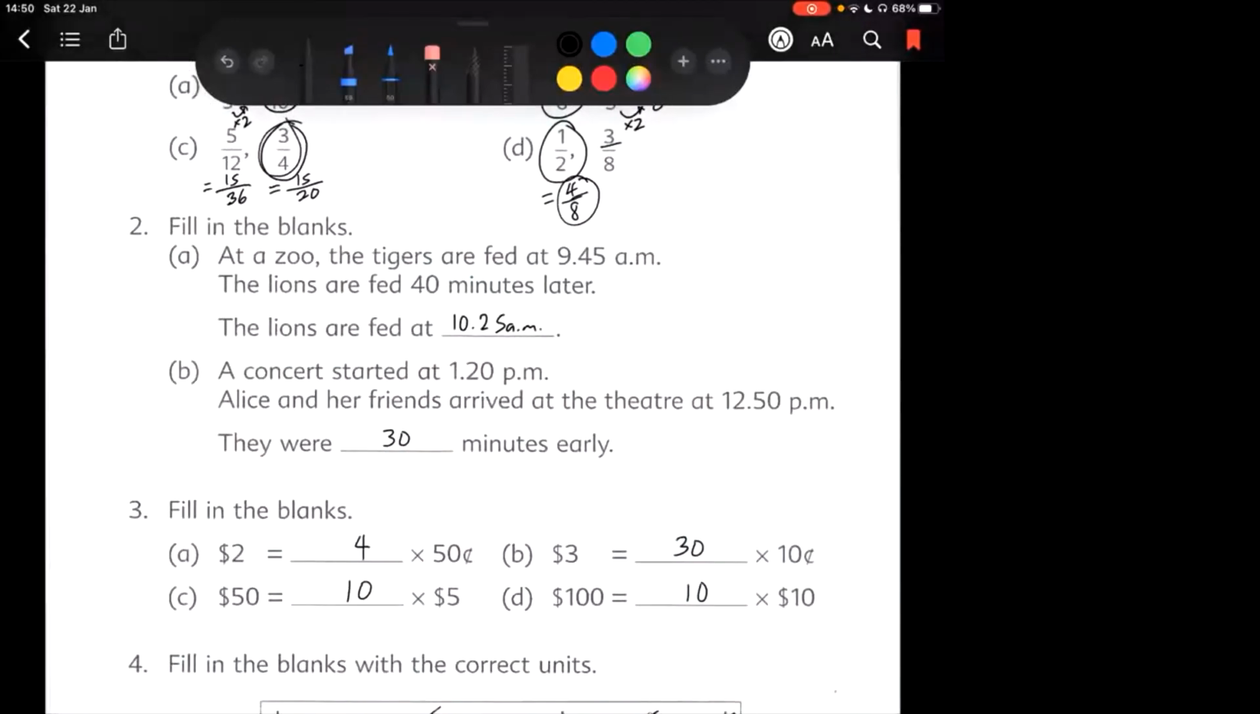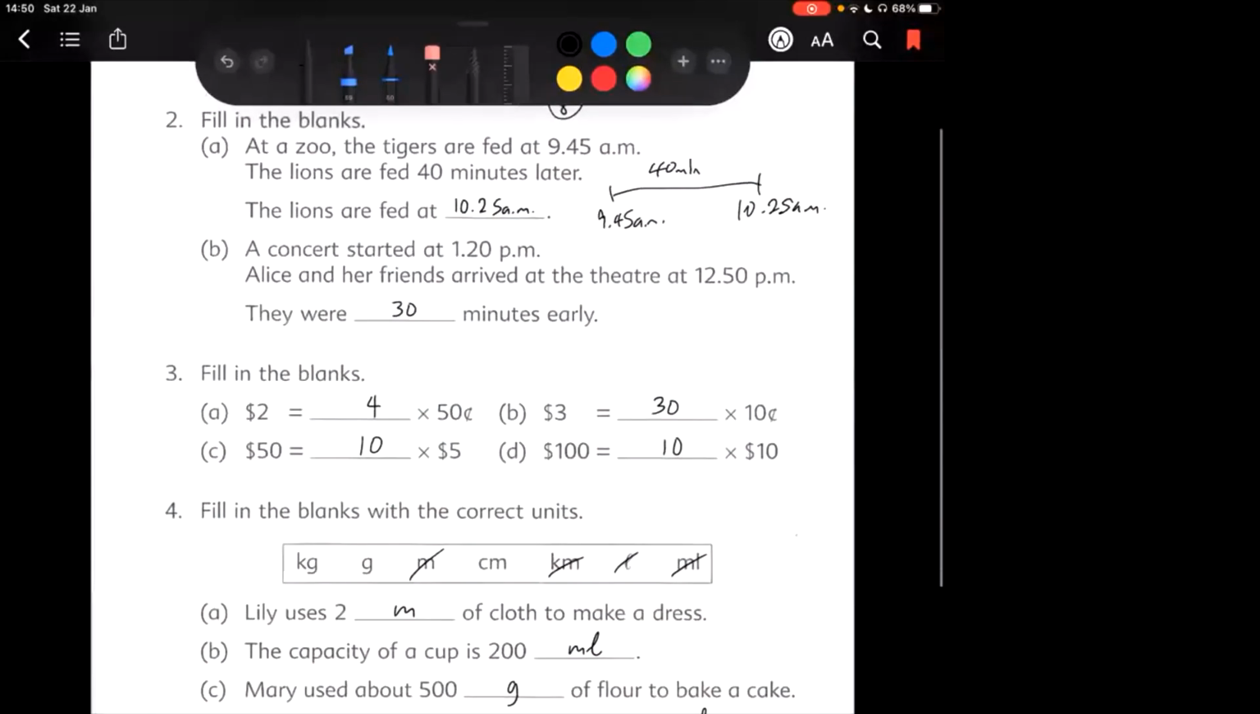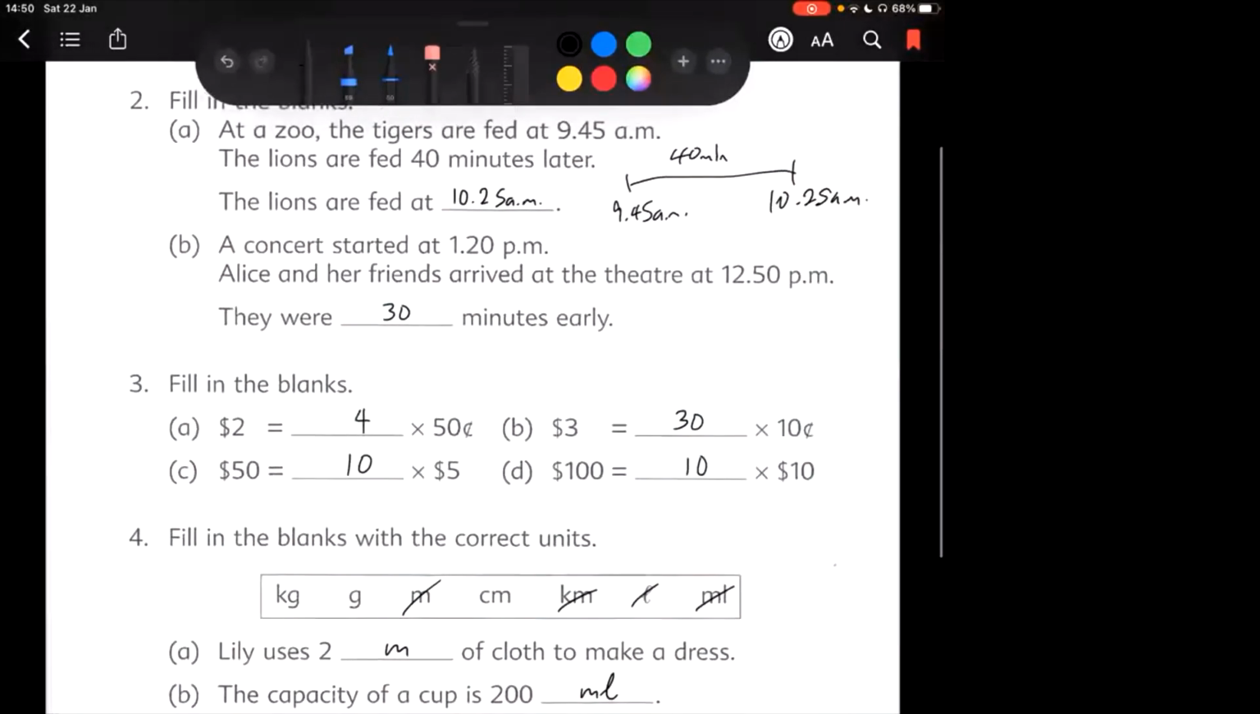At a zoo, the tigers are fed at 9:45 a.m. The lions are fed 20 minutes later. And then we can draw our timeline here. 40 minutes, and then 10:25 a.m. You need to read the question very carefully for these time questions, because if this could say earlier, and if we missed that, then our answer would be wrong. So just be careful about that.